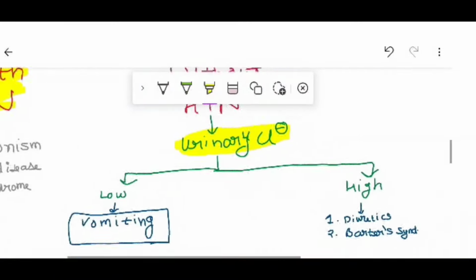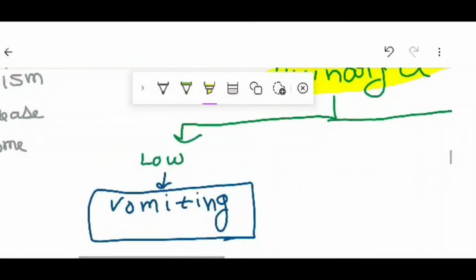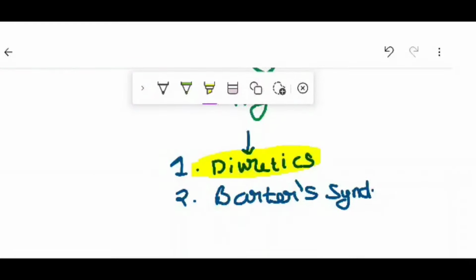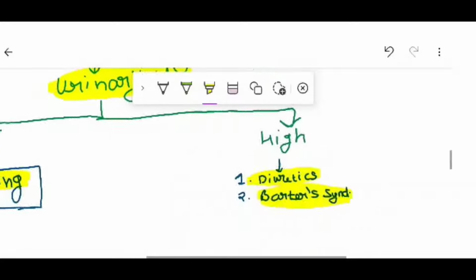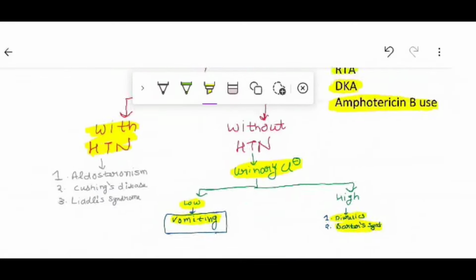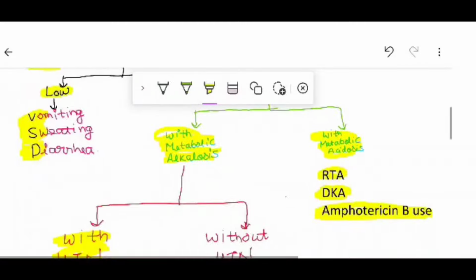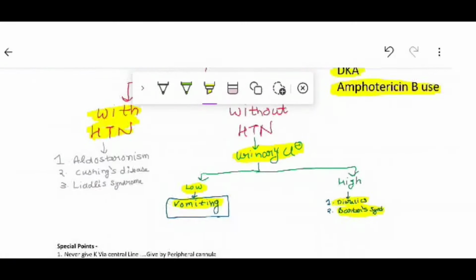If the urinary chloride is low, then the cause is vomiting. And if it is high, then we have two causes: diuretic use or Bartter syndrome. Bartter syndrome, as you know, is the inhibition of the sodium potassium chloride channels which are present in the thick ascending loop. So these are the different causes of hypokalemia and how you will diagnose hypokalemia.